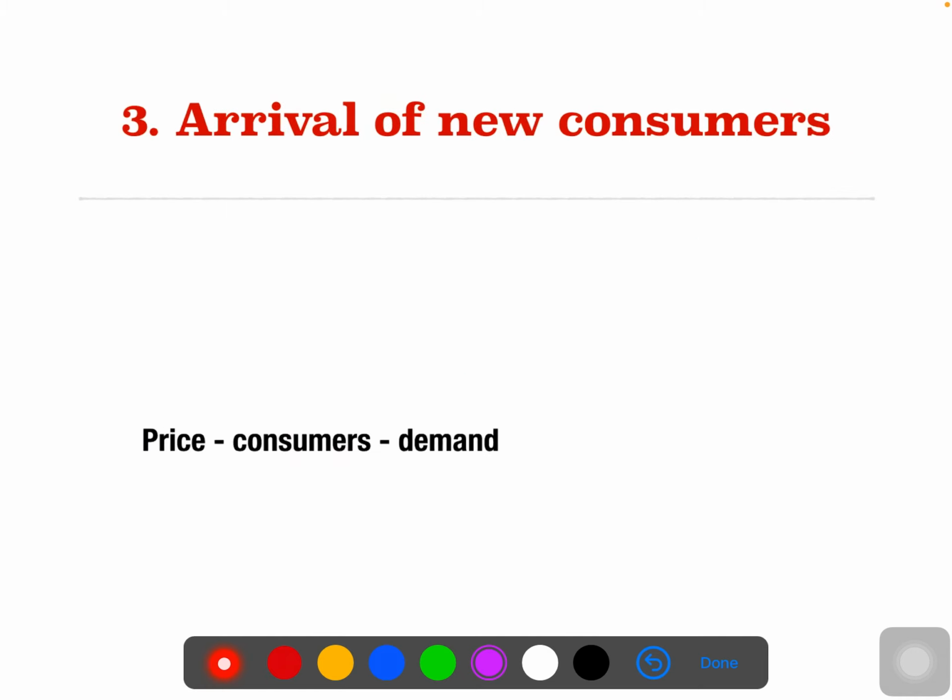And the third reason why the demand curve is downward sloping is the arrival of new consumers. If the price of a commodity decreases, just imagine it was 200 rupees for one pen, and 20 people used to purchase that. Demand was from 20 people.